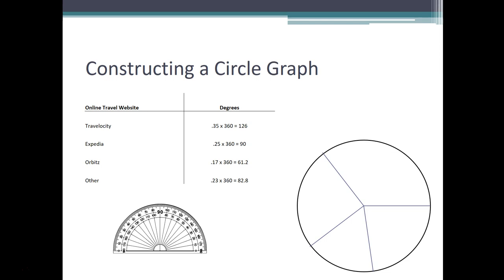Well, when you're making a circle graph, you've got to figure out how many degrees to make each piece. Don't forget that there are 360 degrees in a circle. Travelocity had 35% of the bookings, 0.35. Multiply 0.35 times 360, and you'll see how many degrees in the circle will make up 35% of the circle. And you get 126 degrees. And when you're drawing your circle graph, you start with a segment in your circle, and then you use a protractor to help you measure out 126 degrees.